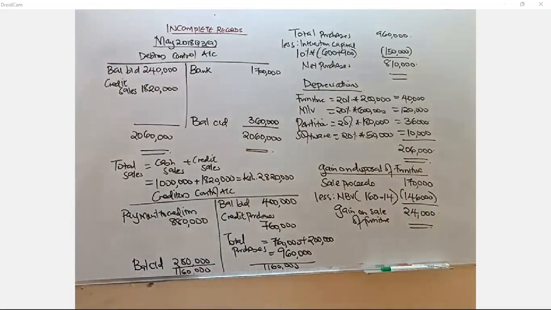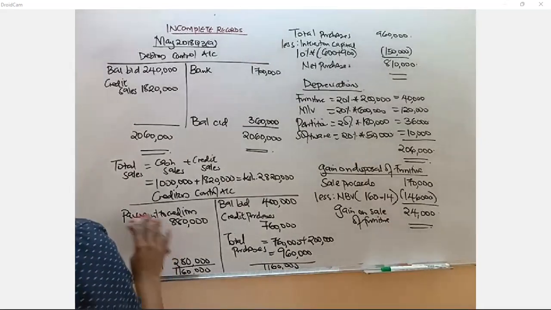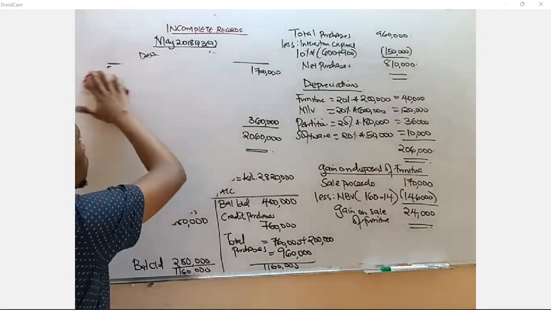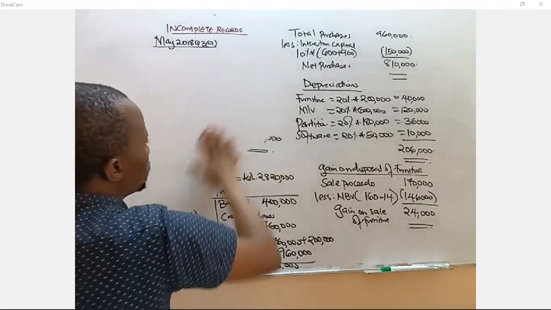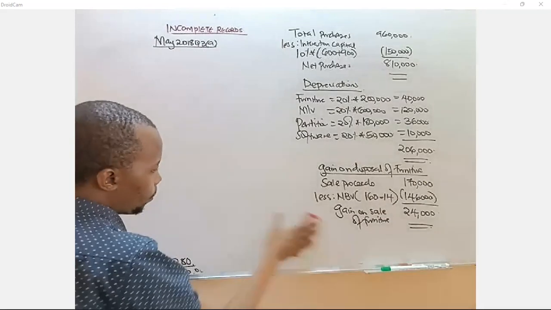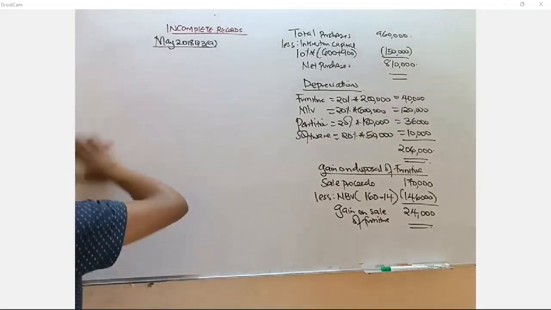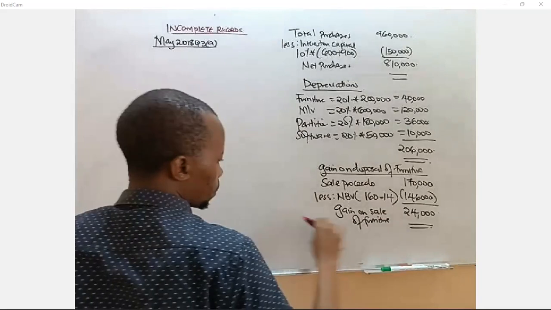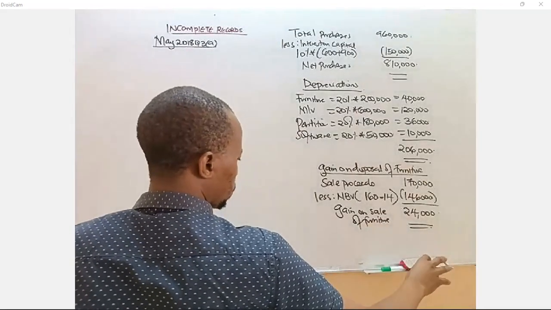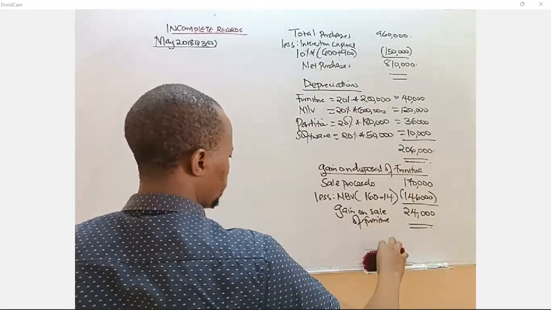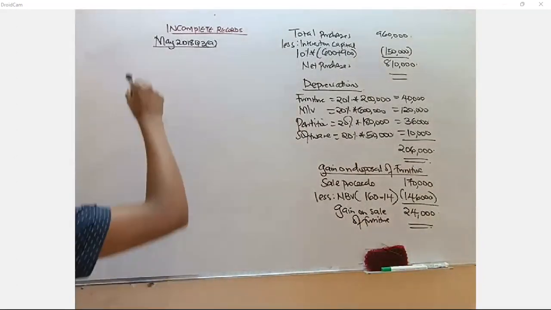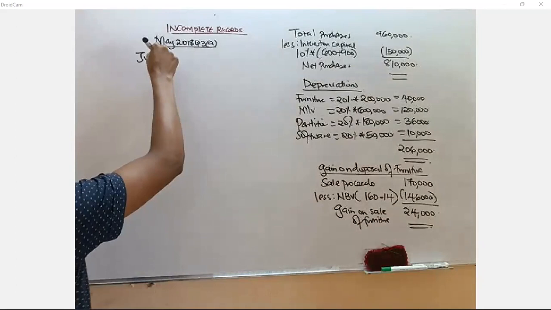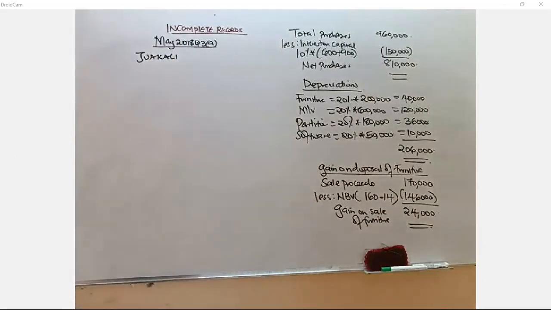So in this case, after doing that, I can now do my question properly. The question that we are doing here, we were told to start with the reported losses, which were reported here. So this is very simple for you, and also for me. Now, we are discussing Juakali Enterprises.